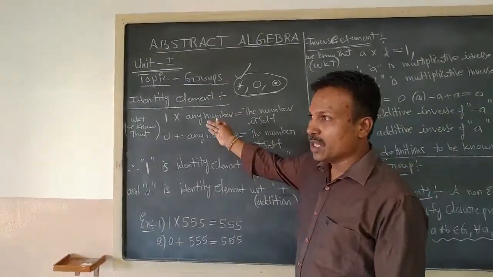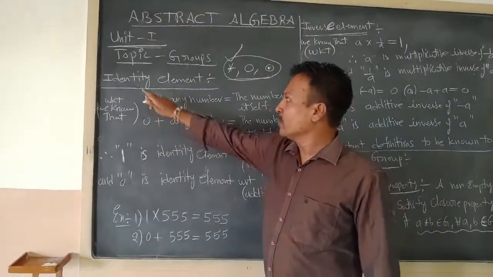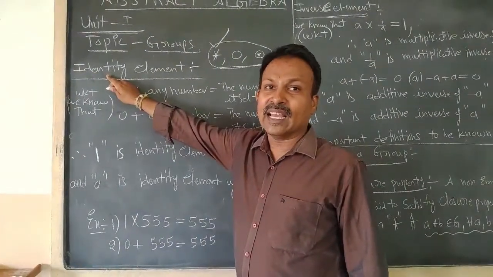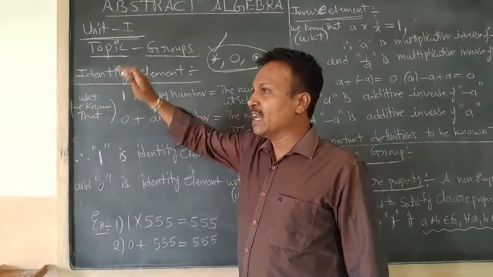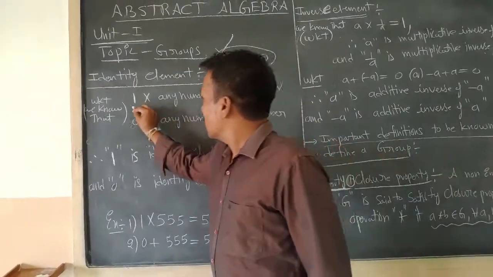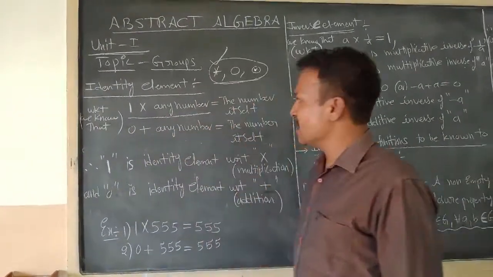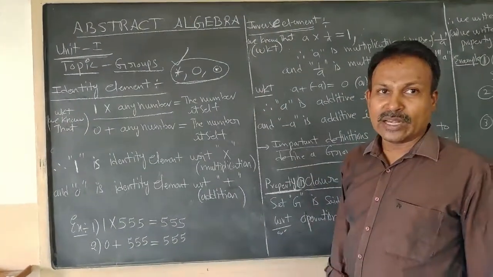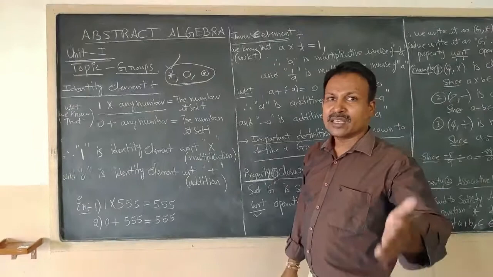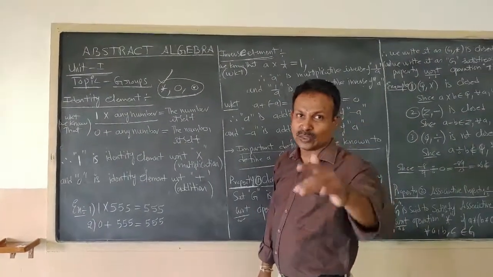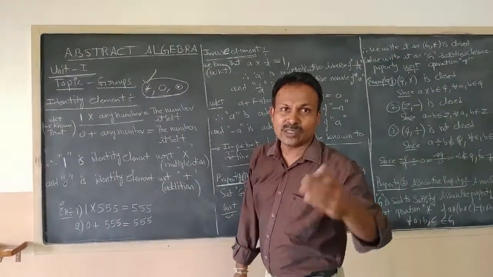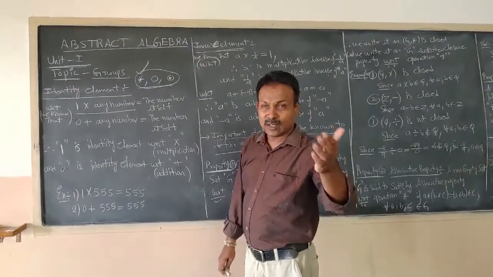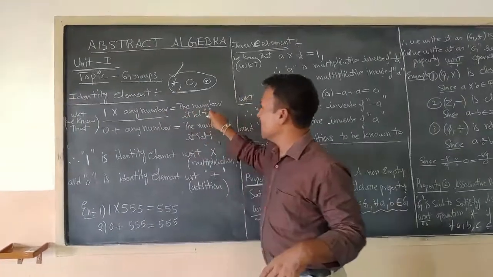Right. So, if I go further to the next definition of a group, the first element is the identity element. Right. What is an identity element? Here, it is clearly written as 1 times any number is the number itself. It is a universal fact or universal truth. If I take 1 times 1000, it gives 1000. 1 times −1 gives −1. 1 times 2000 gives 2000. So, 1 times any number is the number itself.